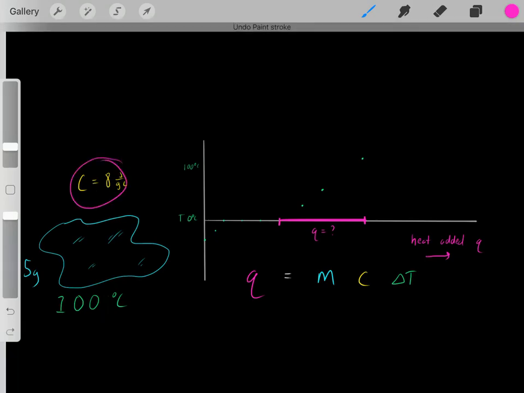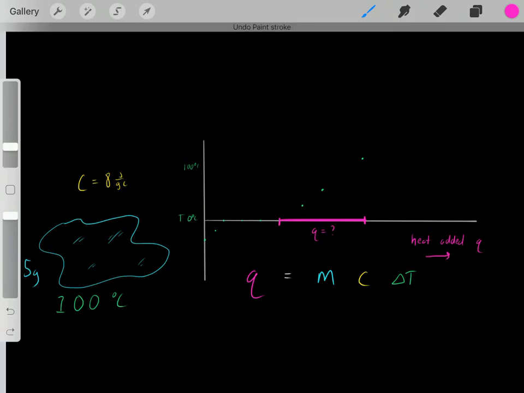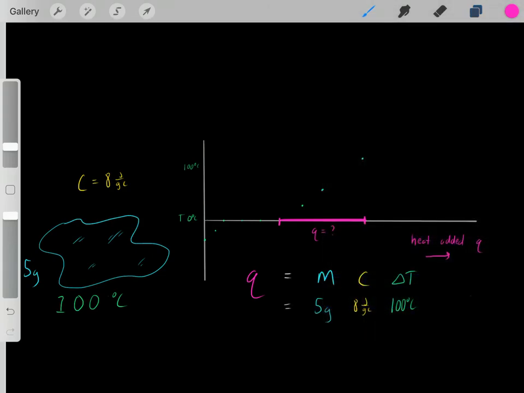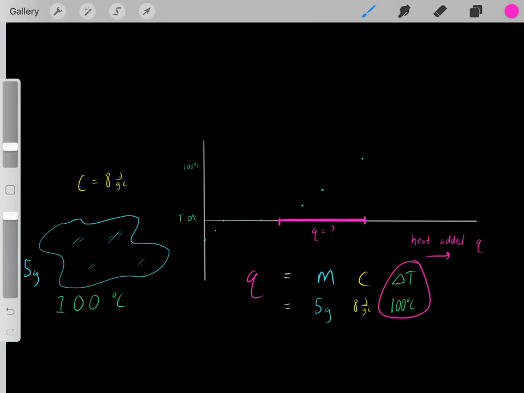I'm using this value for simplicity, for the numbers for simplicity. But again, now we can use this formula to determine how much heat was required to cause that change in temperature. And again, we just plug in all the values we know. We have a 5-gram puddle of water with this particular specific heat capacity, and we saw a change in temperature of 100 degrees Celsius. We went from 0 degrees Celsius to 100 degrees Celsius. So under those conditions, how much heat was required to cause that change in temperature?